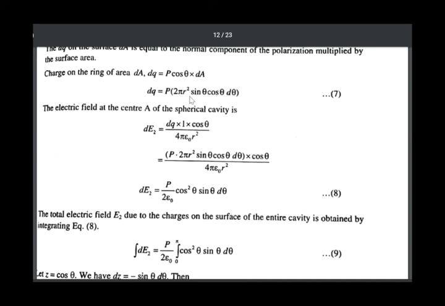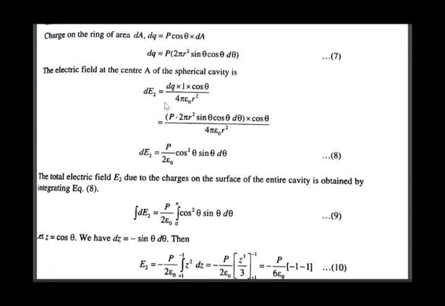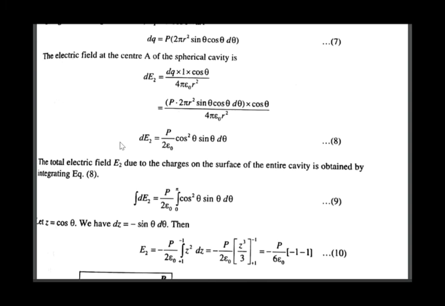So dq, the charge dq on the surface dA is equal to the normal component of polarization multiplied by the surface area. Therefore, dq is equal to P cos theta into dA. If you substitute, you will get this equation.